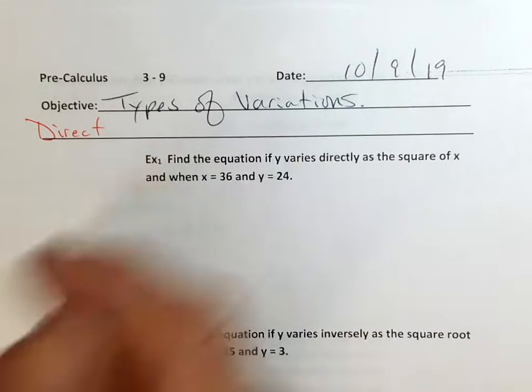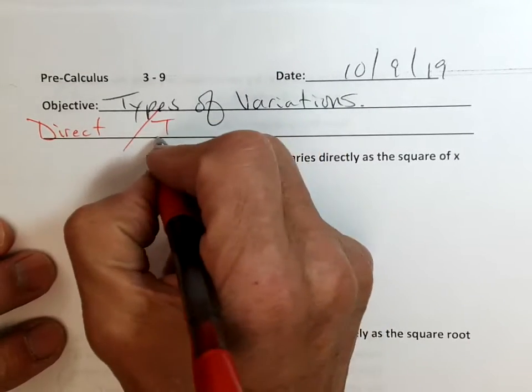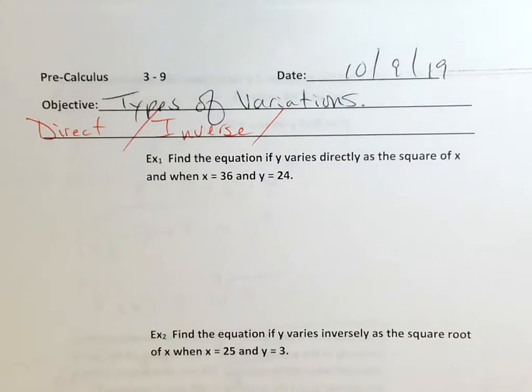variation. As one term goes up, the other goes up. They're directly related. Okay, the word makes sense, right? Or as one thing goes down, the other goes down. They're directly related. Okay, we're going to talk about inverse variation. As one value goes up, the other goes down. Or vice versa. As one value goes down, the other goes up, right?